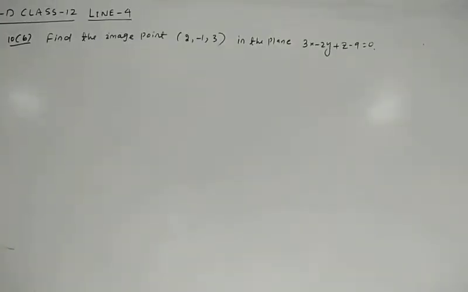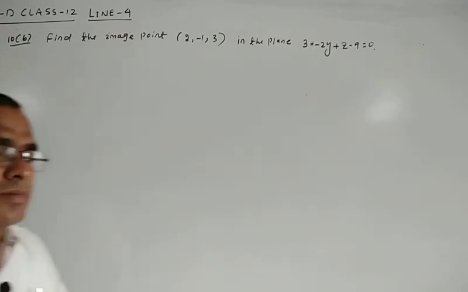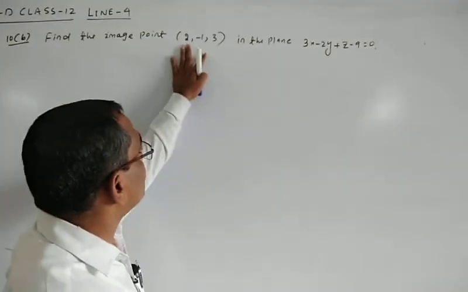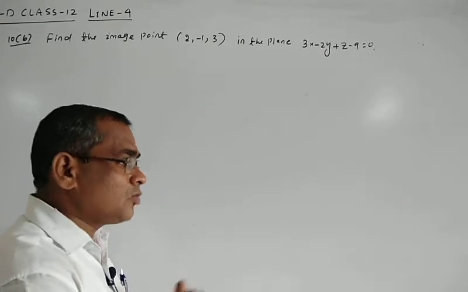Find the image point of (2, -1, 3) in the plane 3x - 2y + z - 9 = 0. Okay, so how to find the image point? In the first chapter we also determined the image point of (2, -1, 3) with respect to the xy plane.